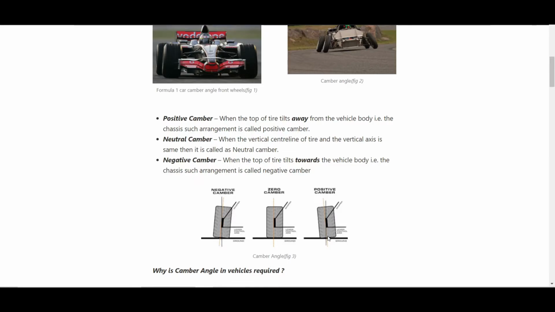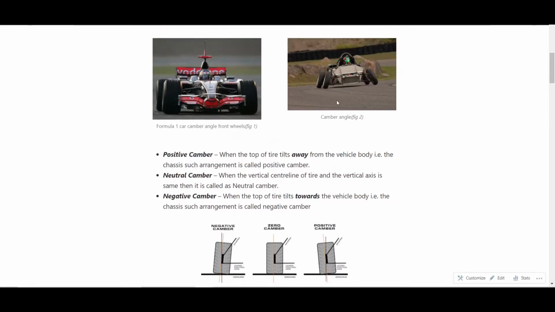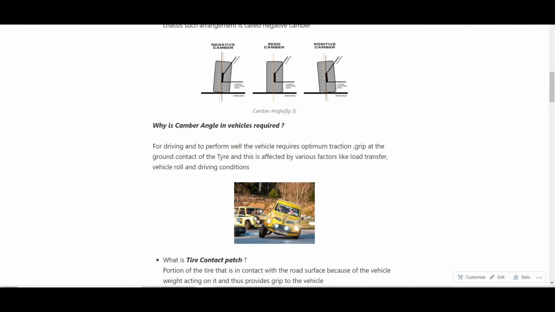Now, what is positive camber? Positive camber is totally opposite of the negative camber. The tires are inclined away from the driver or away from the chassis. Then the tire is said to have positive camber. Now, why is camber angle in vehicles required? The vehicle goes through a number of situations like straight driving and cornering being affected by the load transfer, vehicle roll, and other similar driving conditions. So, in order to get maximal or optimal grip during some conditions, the tire is provided with camber angle, which can be altered as per the requirement.